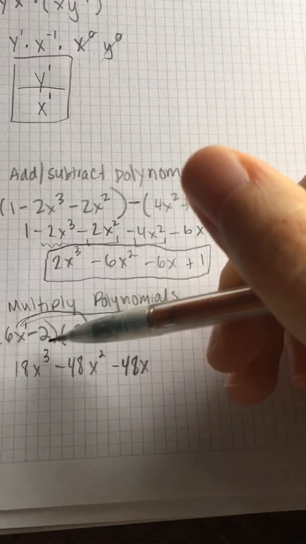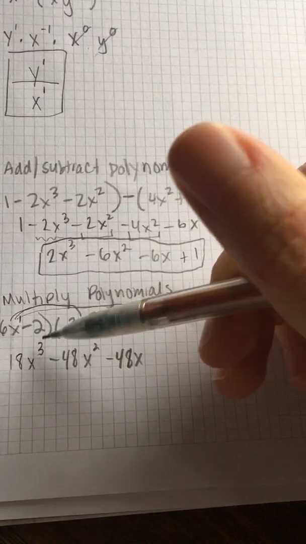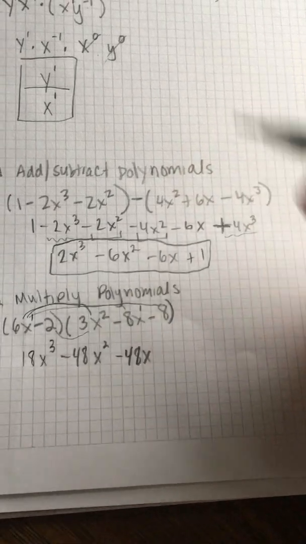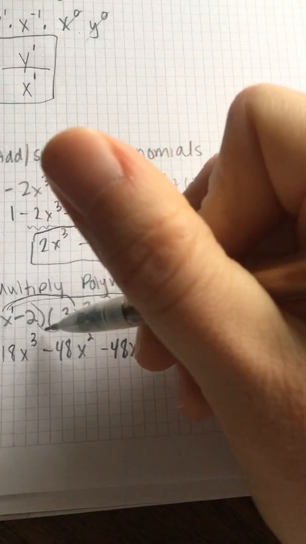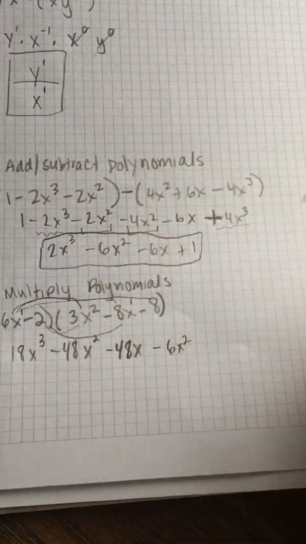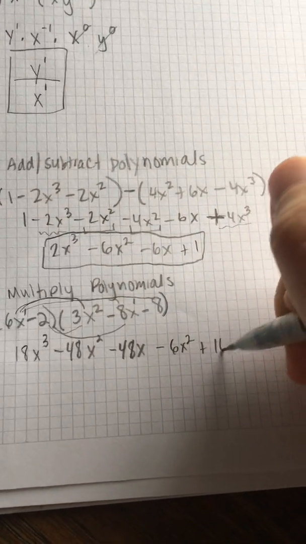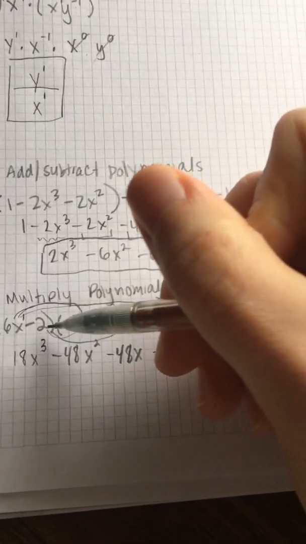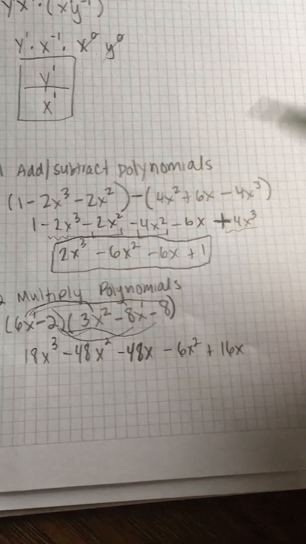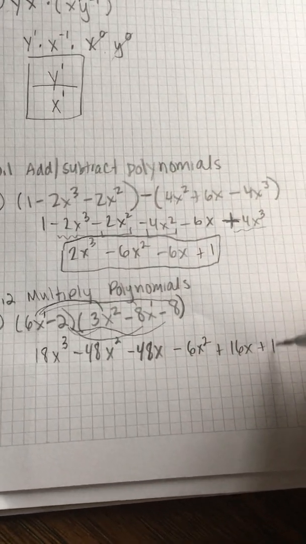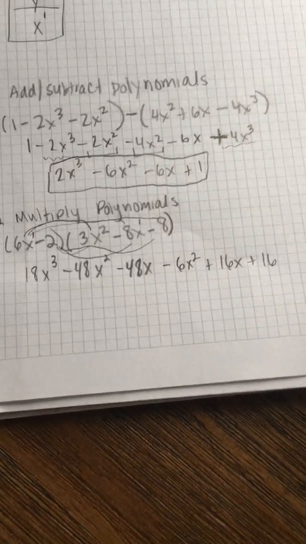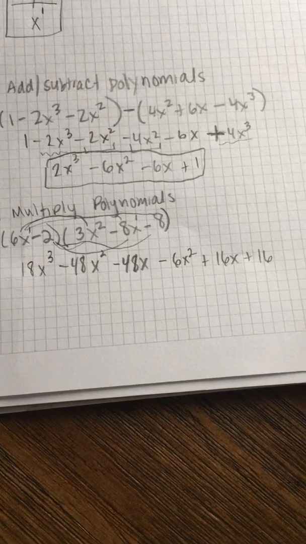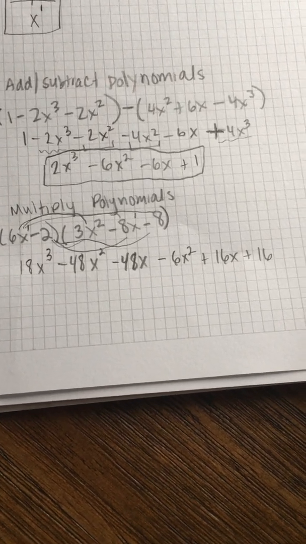Now I'm going to take negative 2 and distribute it to all of these. So negative 2 times 3x squared is a negative 6x squared. Negative 2 times a negative 8x is a positive 16x. Negative 2 times a negative 8 is a positive 16. Negative times a negative becomes a positive. After the multiplying, you do exactly what we did in that last one. You look for like terms and you put them together.